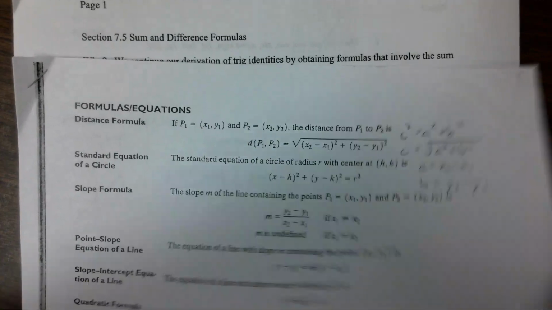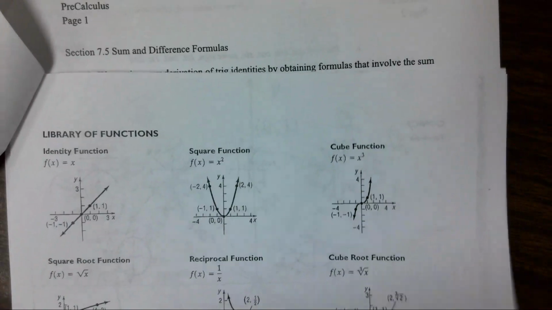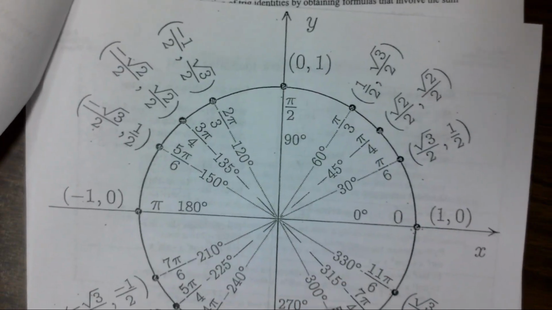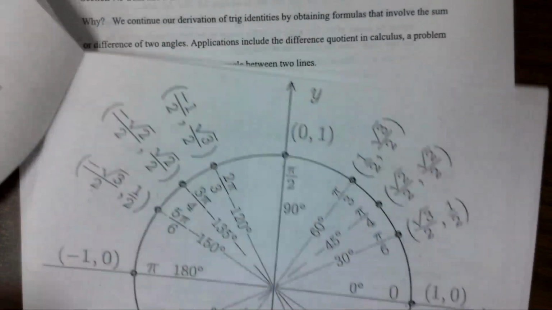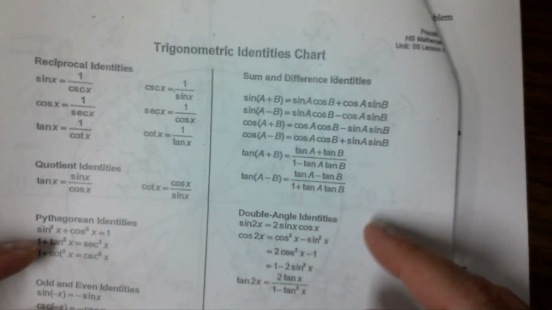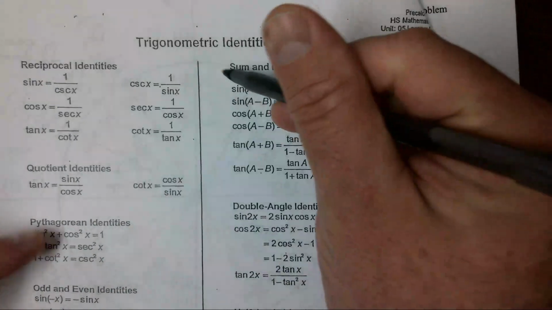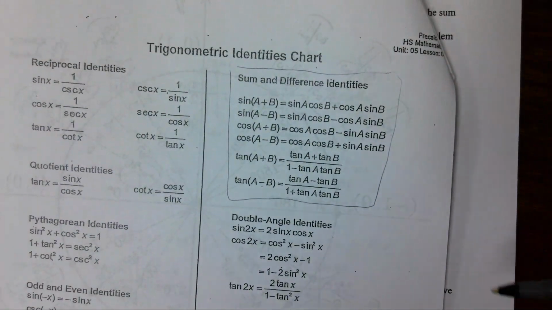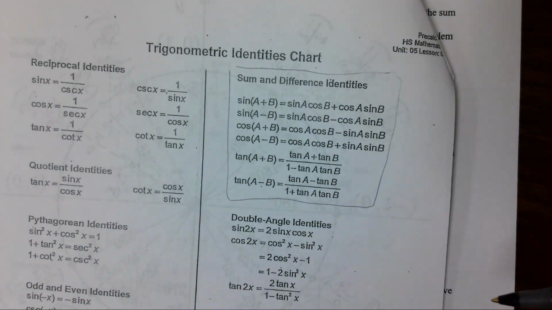The other ones you're going to need to know are, you're going to use your unit circle on some of it, and you're going to use these sum and difference identities. Now, when we talk about sum and difference, that means adding and subtracting.